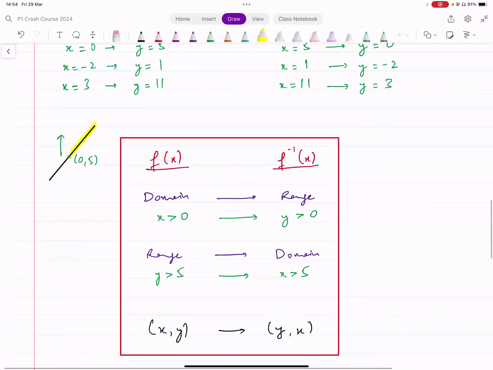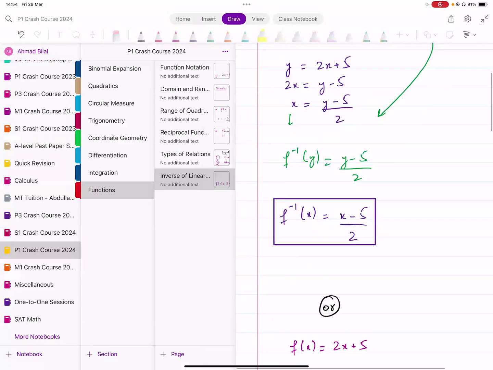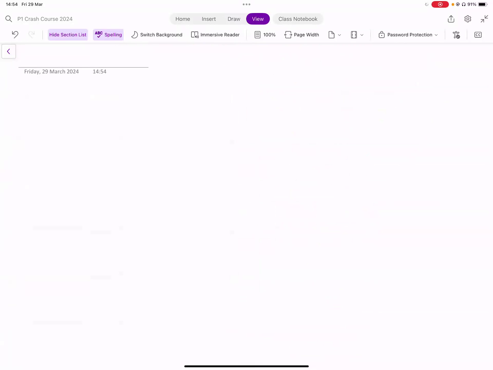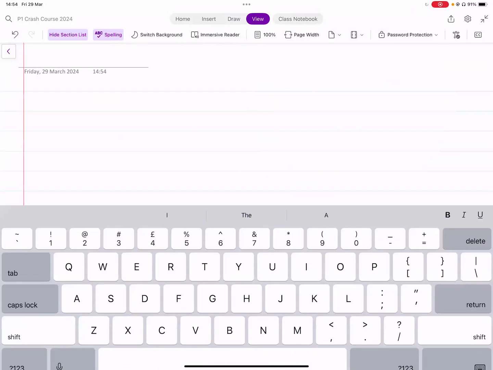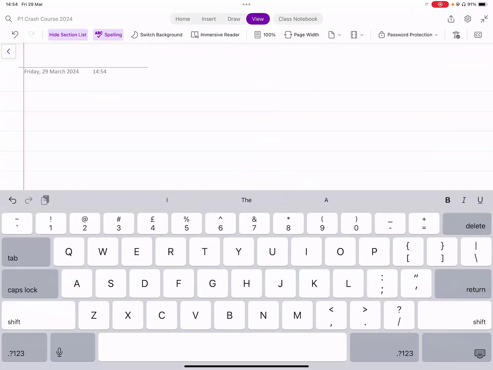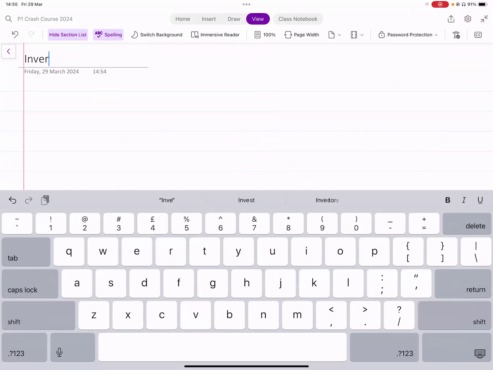This is what we did in the last session. Now today we want to start with inverse of quadratic functions. That's the main concept that we want to do today. And then maybe we could have a look at a couple of questions from the worksheet.